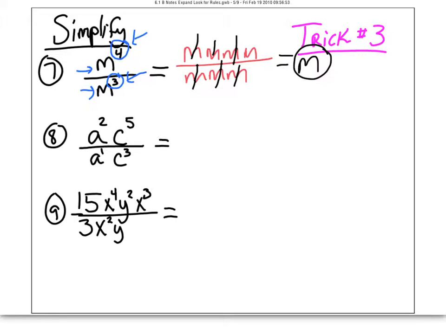So what I would do for simplifying, I would say it's m to the 4 minus 3 power. 4 minus 3 is 1. m to the first power is just the number, or the letter m.